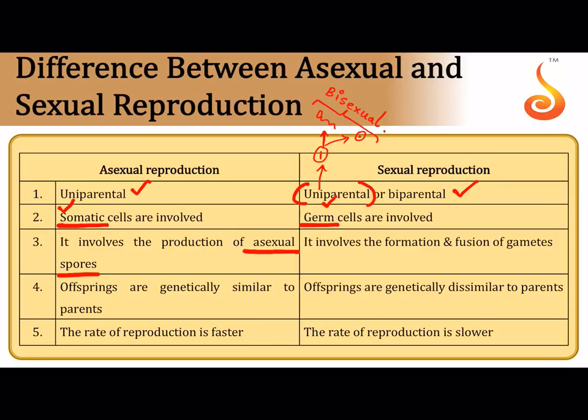Asexual reproduction involves production of asexual spores. Sexual reproduction involves production and fusion of sex cells, which are called gametes. In asexual reproduction, since there is no mixing of genetic material and there is only one parent involved, all the offsprings are genetically similar to each other and to their parents. Remember, we called it a clone. But in sexual reproduction, because there is mixing of genetic material from the male and the female parent, they are not genetically similar to the parents.